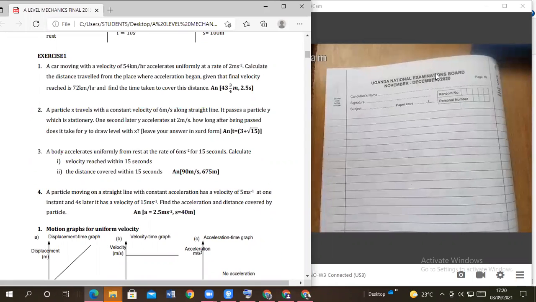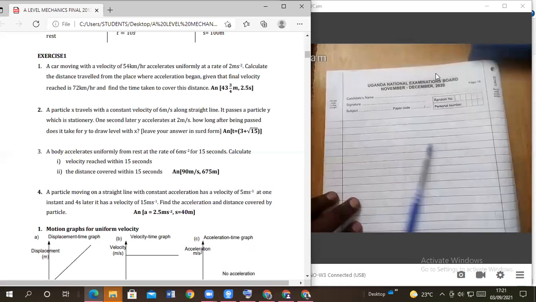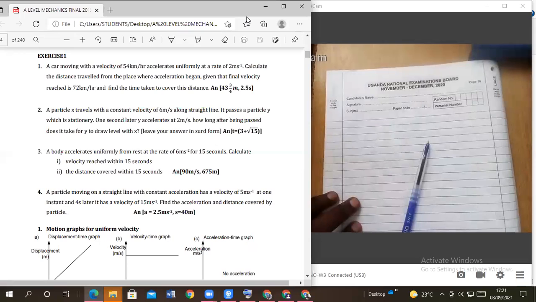The answers are already in the brackets, but you submit because I want to see how you are going to present. I want to see presentation of work, okay? Are you together? The answers are already there, but what I'm interested in is presentation of work. I want to see how you are going to present your work. That's why I'm telling you to submit.